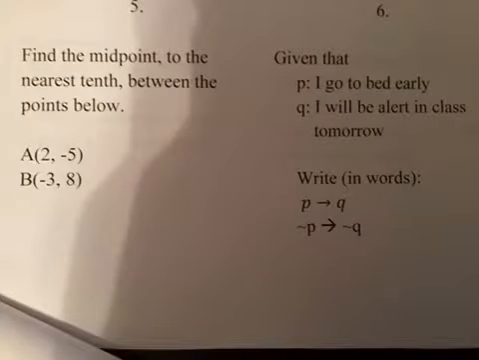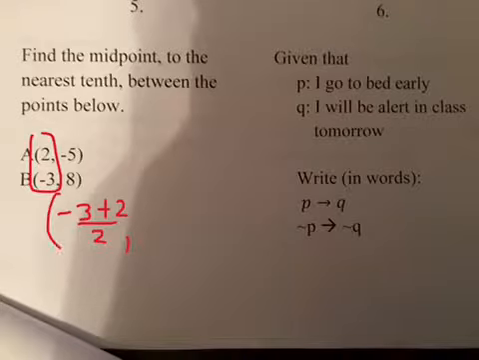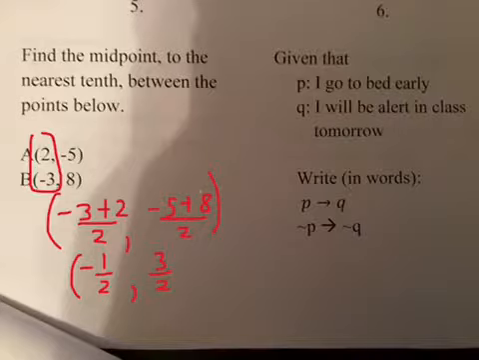Find the midpoint to the nearest tenth between the points below. So this time, instead of subtracting to find how far apart they are, I'm adding and taking the average. So -3 plus 2 over 2 and -5 plus 8 over 2. So -1/2, 3/2. So -0.5 if you're doing decimal, and 1.5 is the midpoint. You can plot it and see if it's in the middle.